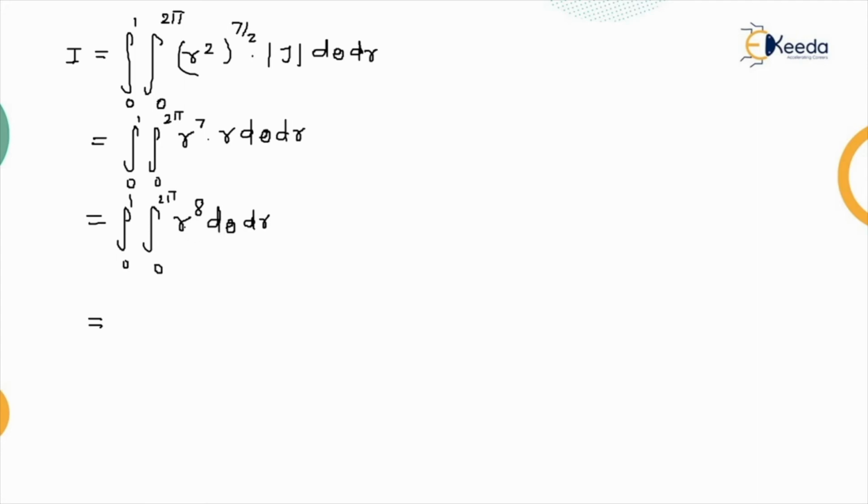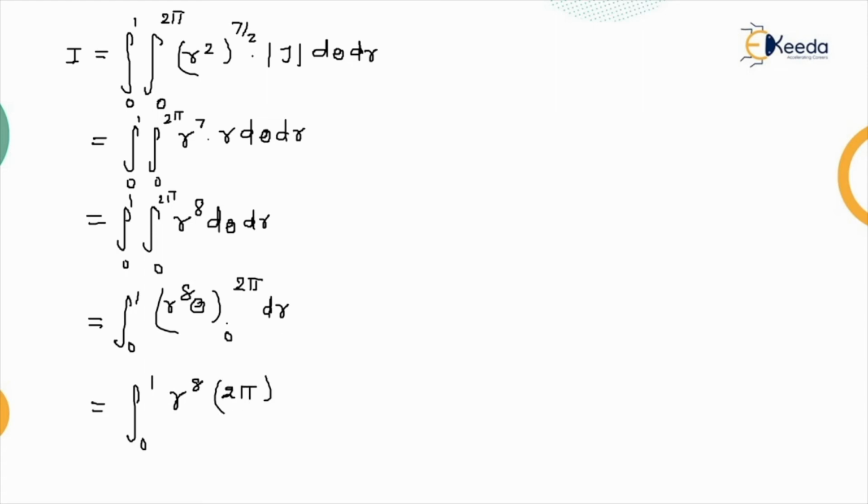So here it is r. We're going to integrate with respect to theta, and it becomes r raised to power 8 times theta, with the limit from 0 to 2 pi, and having dr. After that, you write the integration from 0 to 1 of r to the power 8, and theta gives 2 pi. If you substitute 0, it becomes 0, so I will just use the upper limit only, having dr.